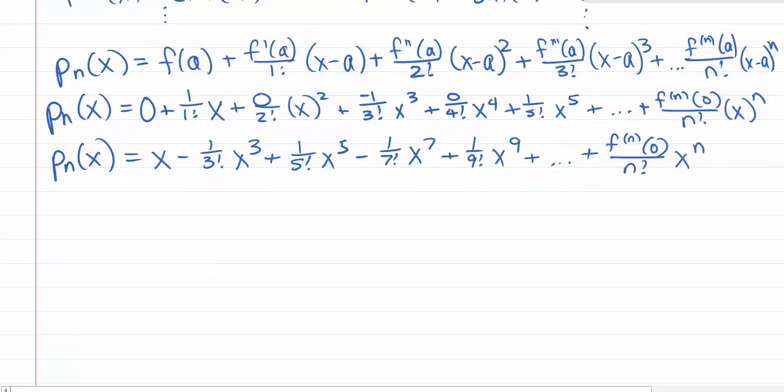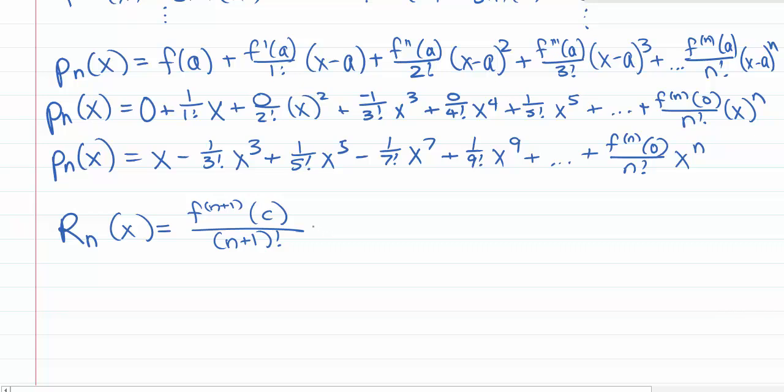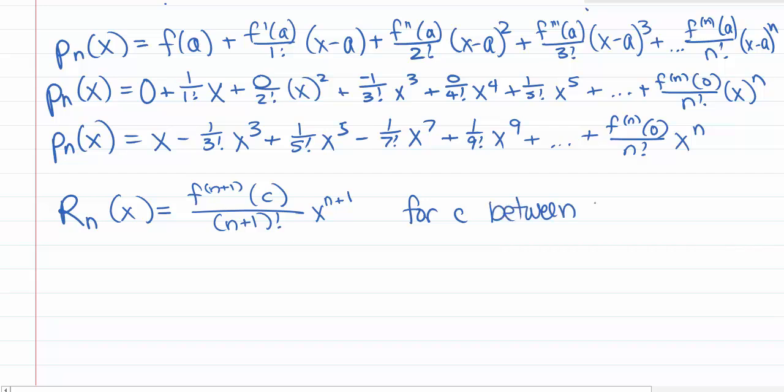So the question is, how many of these terms will we need to approximate the function sine of x with an error of less than 10 to the negative 6th on the interval from negative 1 to 1? So what can we say? We can say r sub n of x is equal to f sub n plus 1 of c over n plus 1 factorial x to the n plus 1, for some c between 0 and x. And we know x is between negative 1 and 1, so we end up with c in the interval from negative 1 to 1.